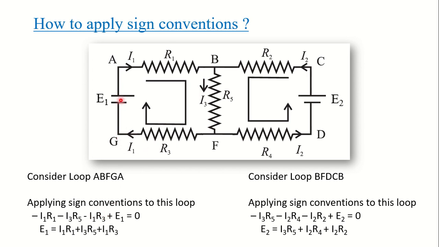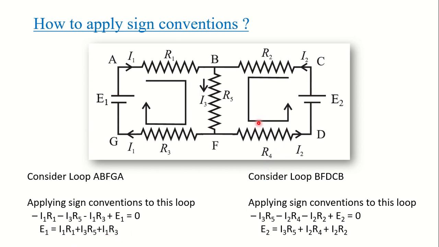Now we are moving across the cell. When you are moving across the cell, it is moving from negative to positive, from lower potential to higher potential. So E1 has to be positive. So the final equation will be minus I1 R1 minus I3 R5 minus I1 R3 plus E1 is equal to 0. You can rearrange the equation by taking all negative terms to the right hand side. You will get E1 is equal to I1R1 plus I3R5 plus I1R3.